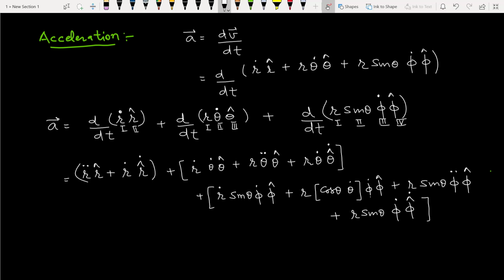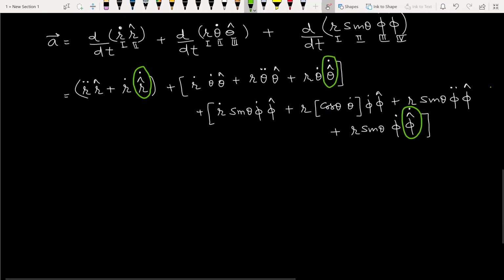So here we substitute the values for r cap dot, theta cap dot, phi cap dot. If we substitute the values, the expression will become a very lengthy expression. So write it carefully.